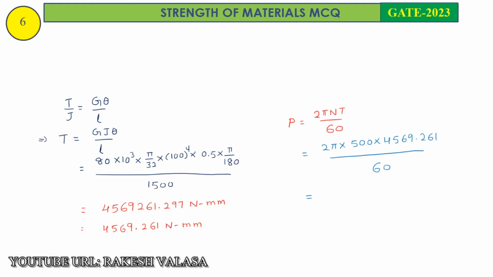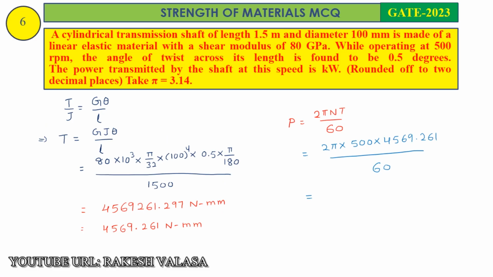Write here 239245.94 watts. He is asking for the power in kilowatts, so you can move the decimal before 3 digits. 239.246 kilowatts, but he is asking to round off to only 2 decimal points, so the answer is 239.25 kilowatts, which is the final answer.